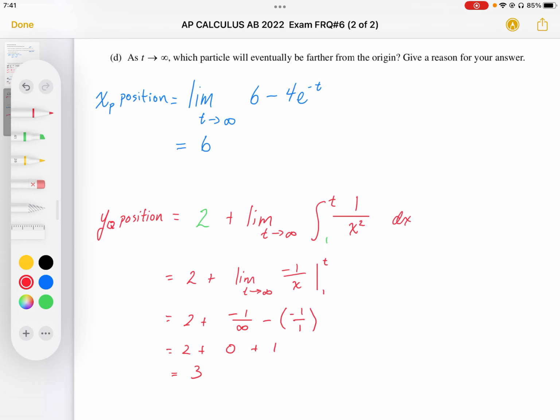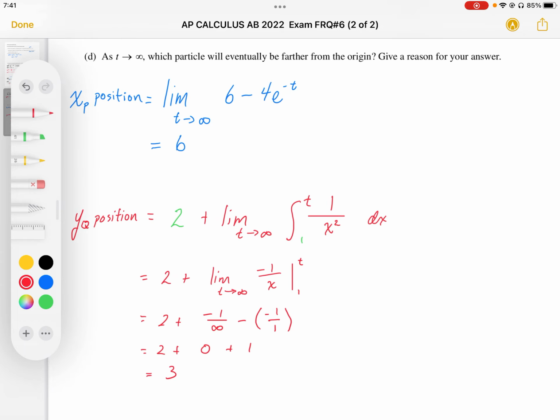So which particle will eventually be farther from the origin? Okay, the x particle will be further, because it's going to be 6 units from the origin, whereas the y particle will be 3 units from the origin.